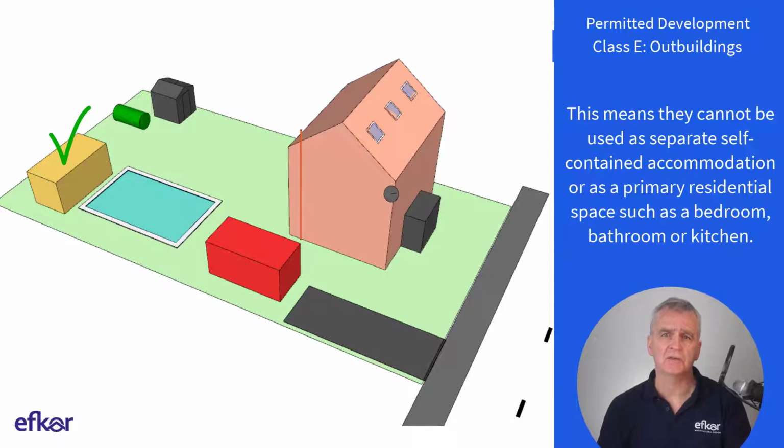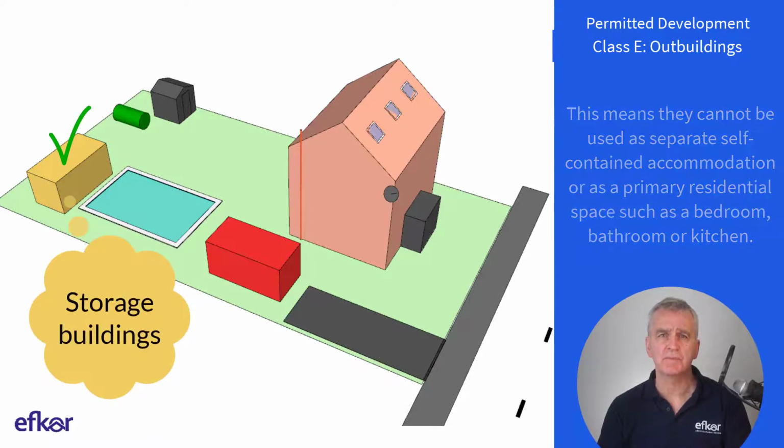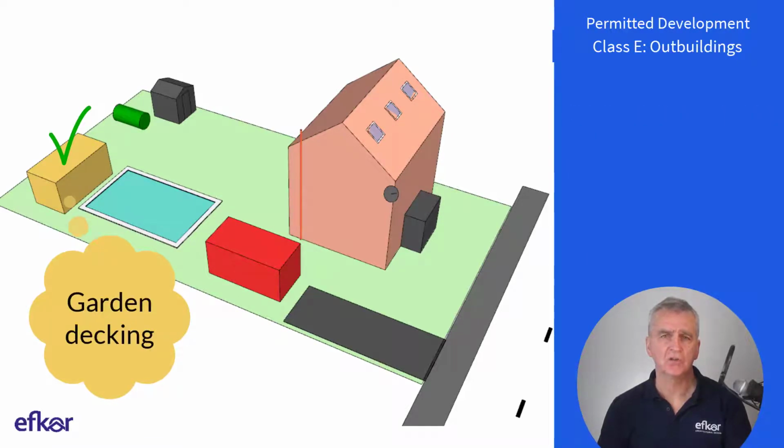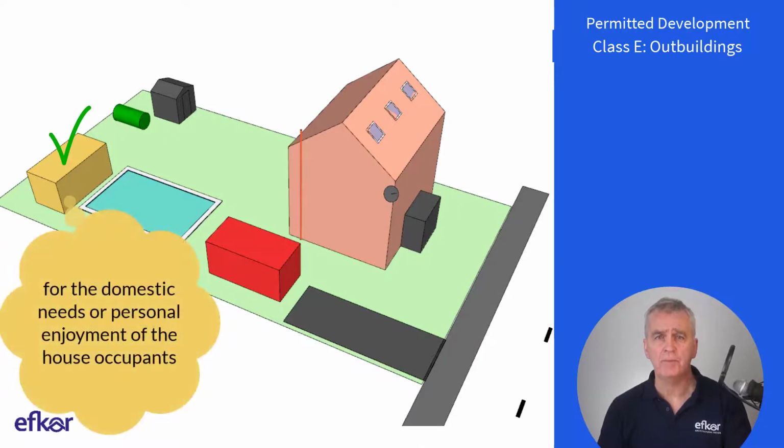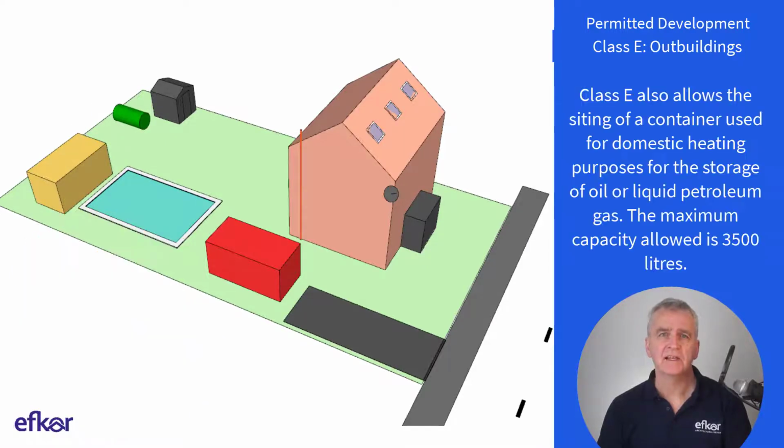Acceptable usage includes garden sheds, storage buildings, garages, garden decking, the keeping of poultry, bees, pet animals, birds, or other livestock for the domestic needs or personal enjoyment of the house occupants. Class E also allows the siting of a container used for domestic heating purposes, for the storage of oil or liquid petroleum gas. The maximum capacity allowed is 3,500 litres.